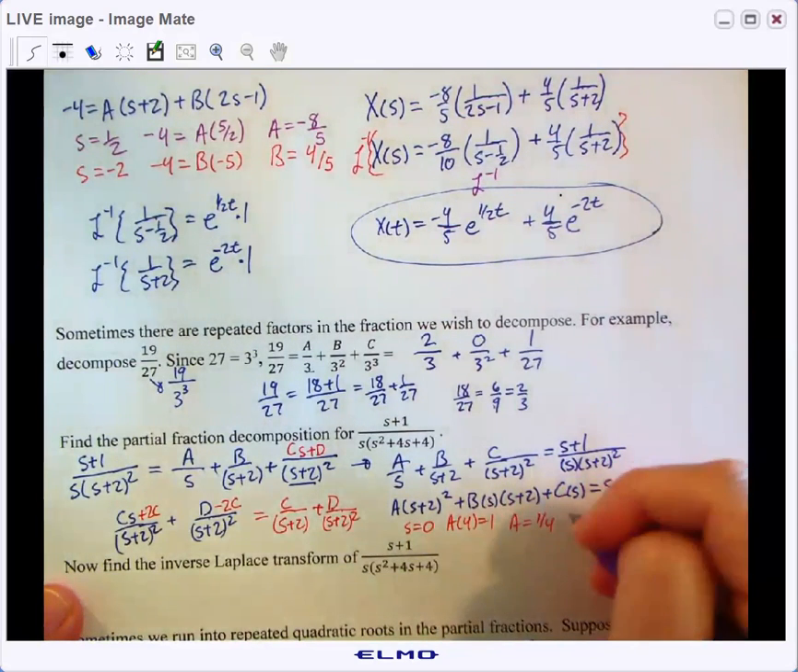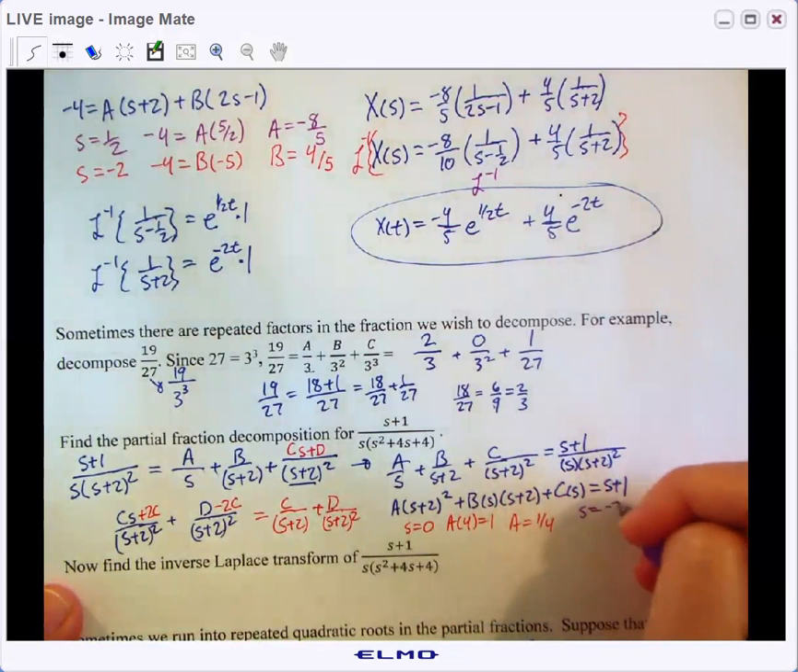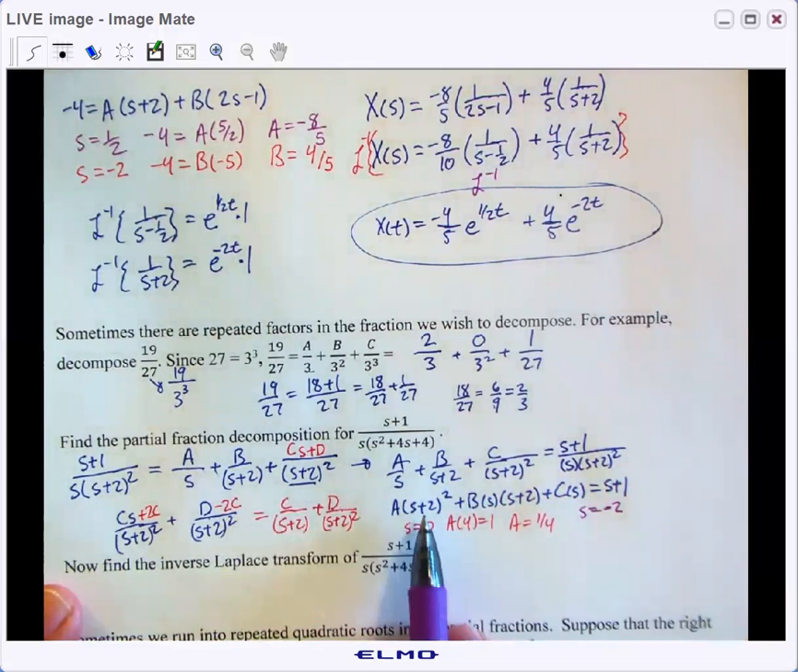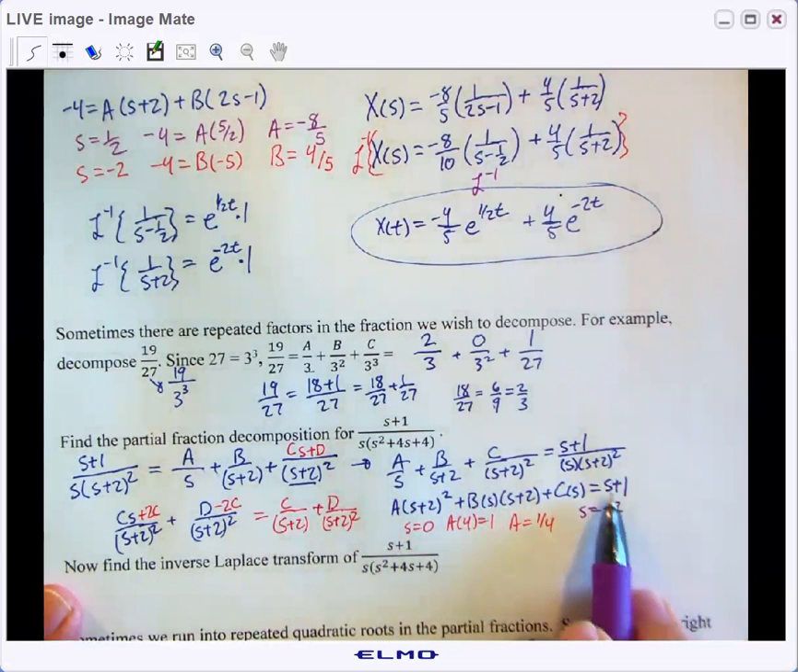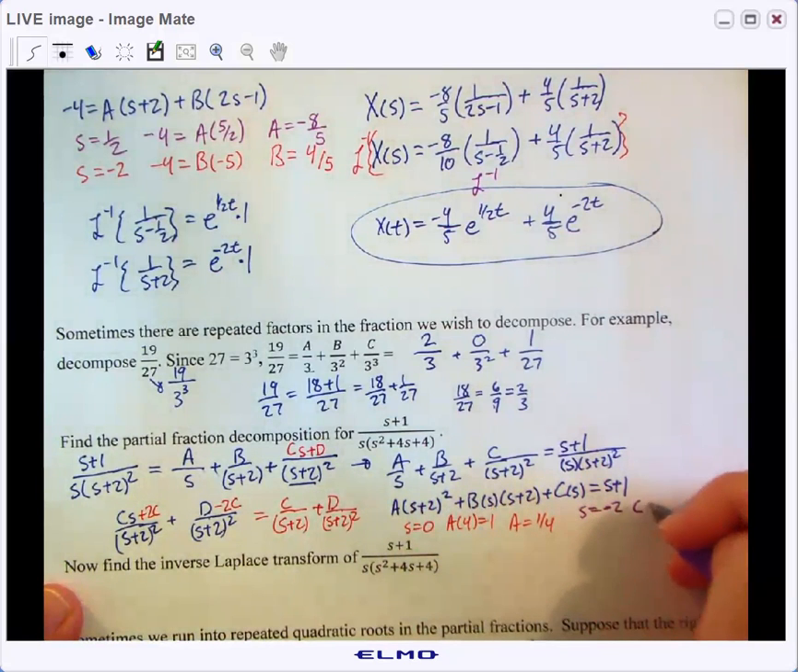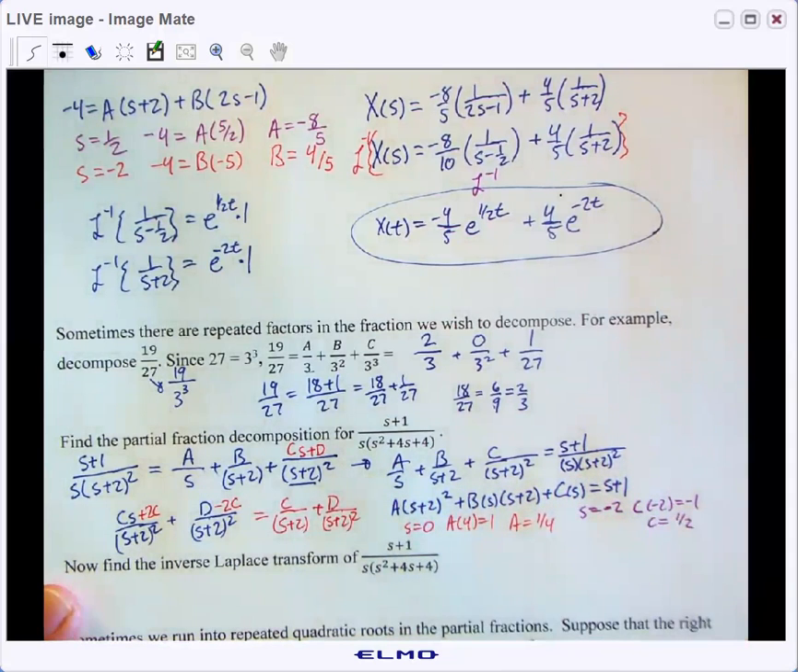Similarly, if we let s equal, let's say, -2, that will zero this term and this term. We'll get -2 plus 1 is -1. And so we'll have c times -2 is equal to -1. So c would have to equal a positive 1/2.